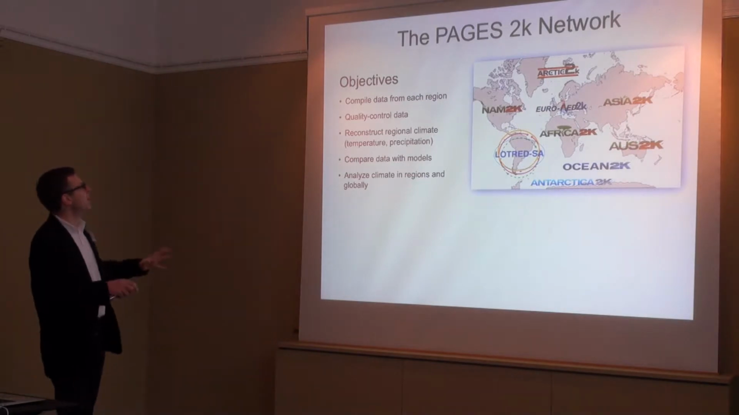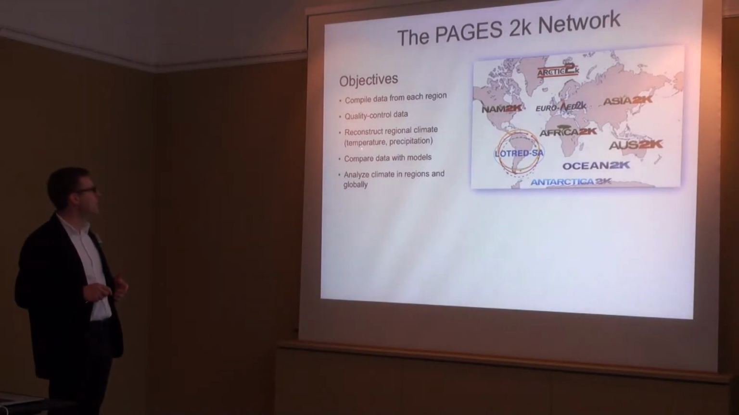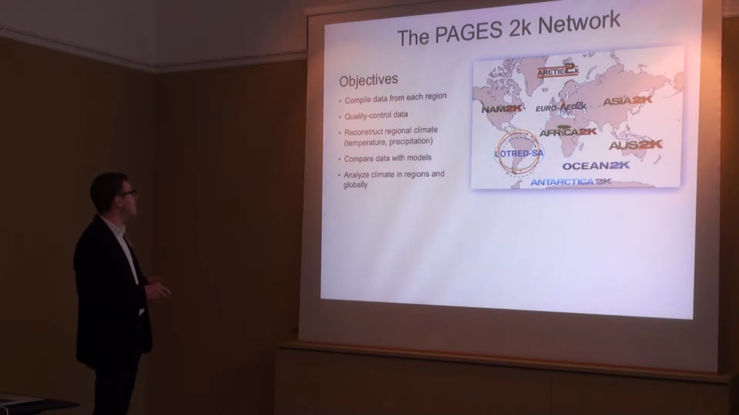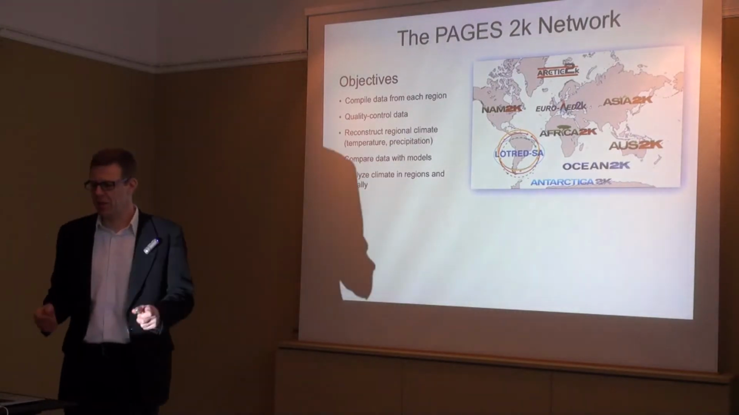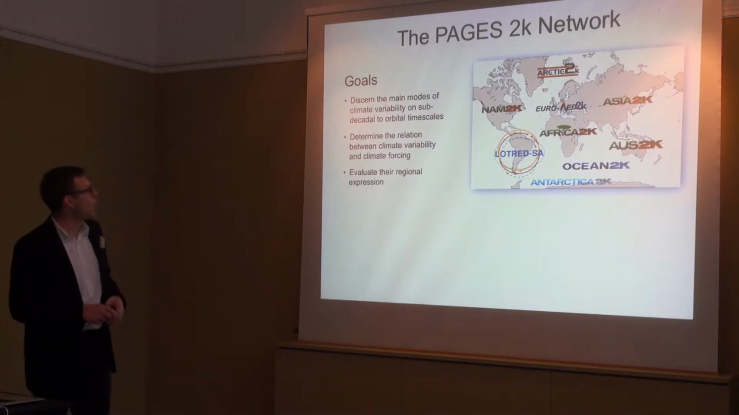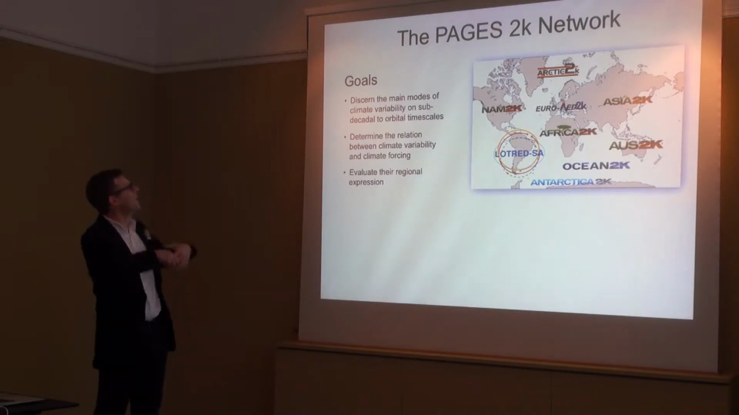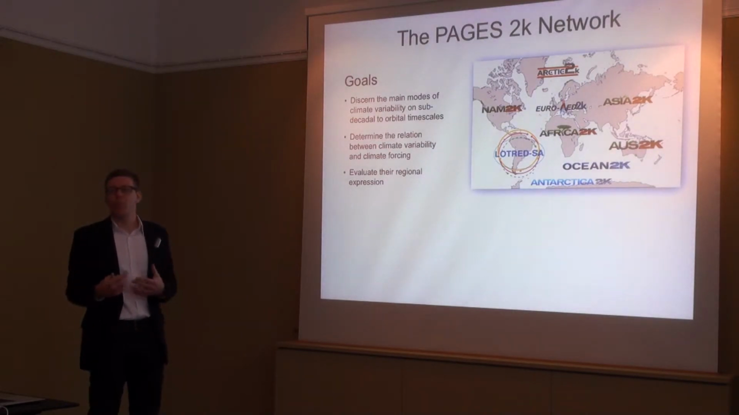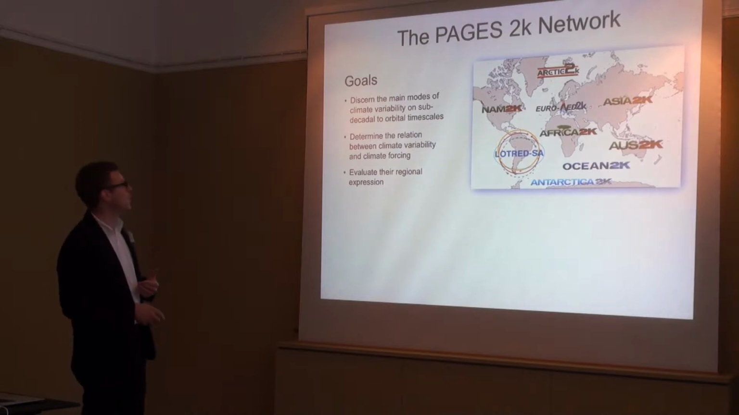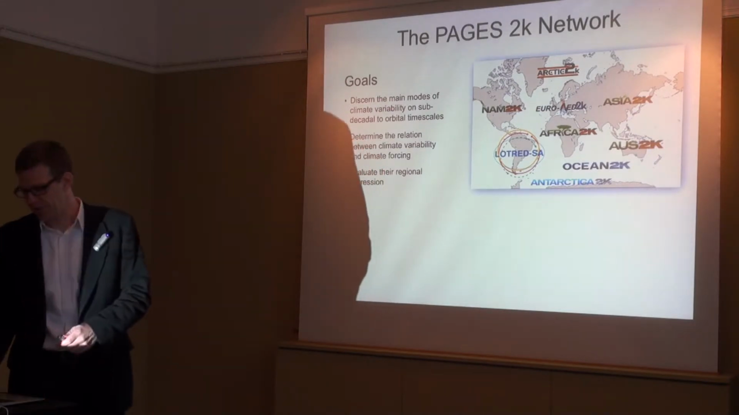The objectives of this whole network would be to compile data, to quality control the data, to reconstruct regional climate, temperature, precipitation, maybe even pressure fields, compare the data with models, and then analyze climate in regions and globally. There are some scientific goals. Determine the main modes of climate variability on subdecadal to orbital, 10,000 years and longer timescales. Determine the relation between climate variability and climate forcing, which includes also the question how strong is the human component to climate change today, and evaluate the regional expression of global change.